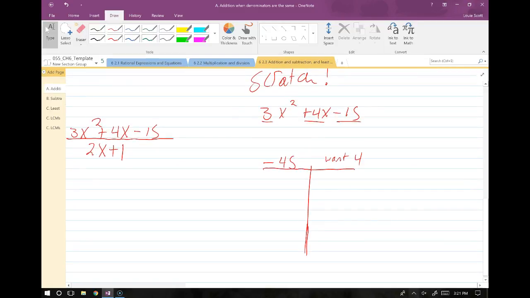So remember, this is a negative 45, which means one has to be positive, one has to be negative. So that means we want two factors of 45 that differ by 4. 45 and 1, that doesn't work. What else might work? Two factors of 45 that differ by 4.